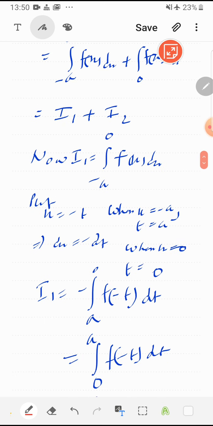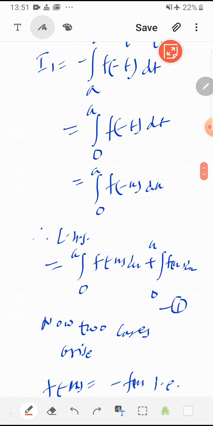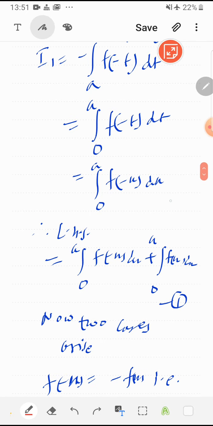Now x is equal to minus t, dx is equal to minus dt. When x is equal to minus a, t is equal to a, when x is equal to 0, t is equal to 0. So putting all these changes, I1 becomes minus a to 0 f of minus t dt. Again, to compensate this negative sign, let us change the limit to 0 to a and finally write t dt as x dx. So putting value of I1 here, our equation becomes this.